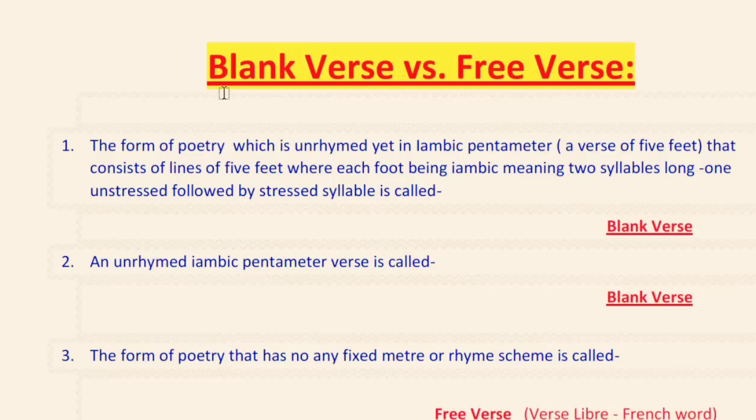So first of all, let's talk about blank verse versus free verse. Question number 1. The form of poetry which is unrhymed yet in iambic pentameter, a verse of lines of 5 feet where each foot is iambic, meaning 2 syllables long, one unstressed followed by a stressed syllable, is called. The answer is blank verse.